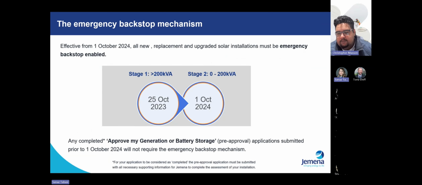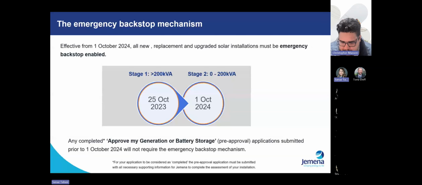Next. So in terms of emergency backstop specifically, we are actually at stage 2 of the rollout. So stage 1 commenced from the 25th of October 2023 last year, and that was for solar systems above 200 kVA. So Gemina and the team have worked with customers to already implement those backstop requirements or backstop mechanisms for those larger systems. And what we're working towards is for the 1st of October 2024, rolling it out to basically everything else. So anything from less than 1 kVA right up to that 200 kVA range.